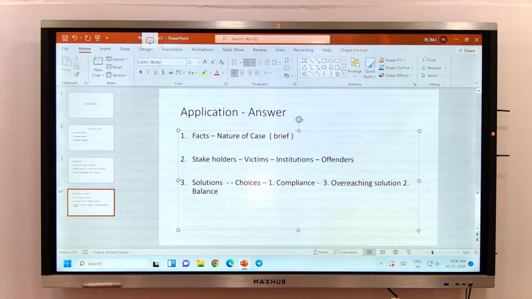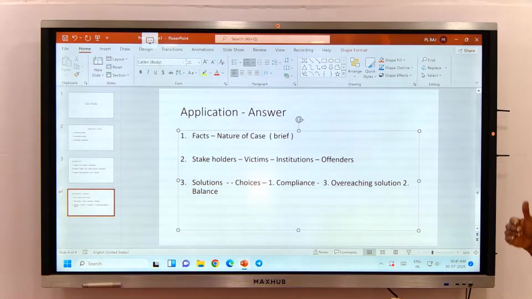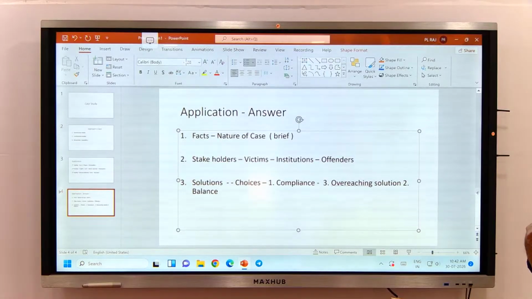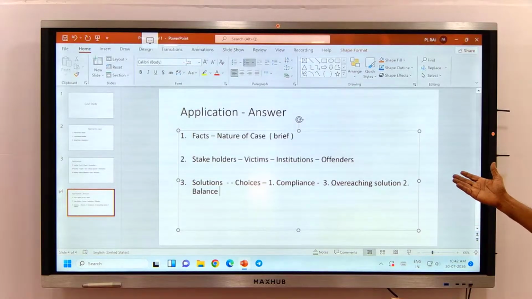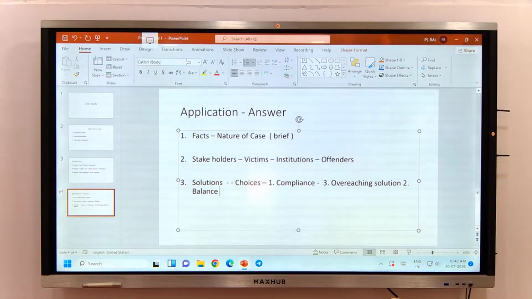If a case requires a directed answer with certain questions, directed questions means the first two should be brief and the third one should be the more detailed.